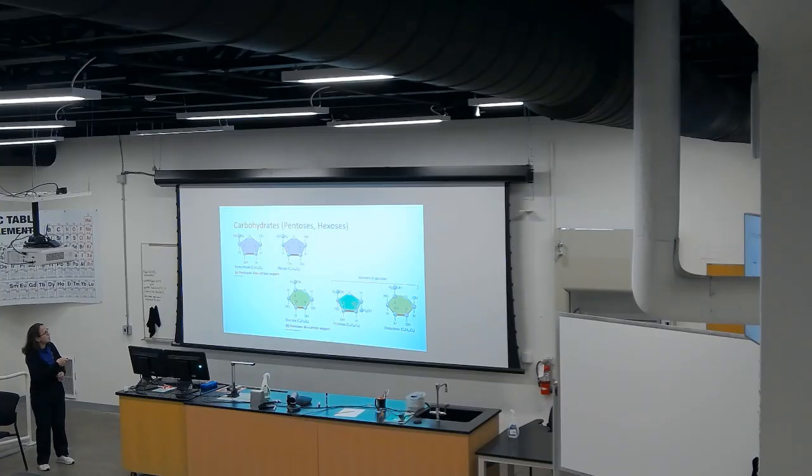So basically, carbohydrates are categories where they might have the same number of atoms of each kind, but they look different.